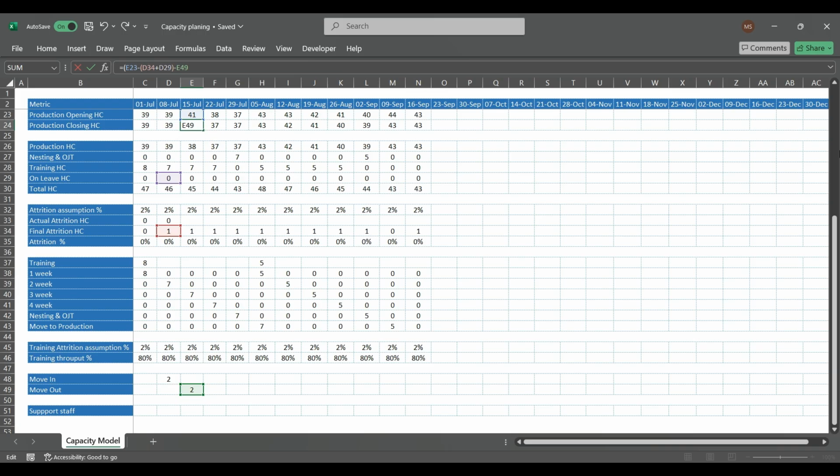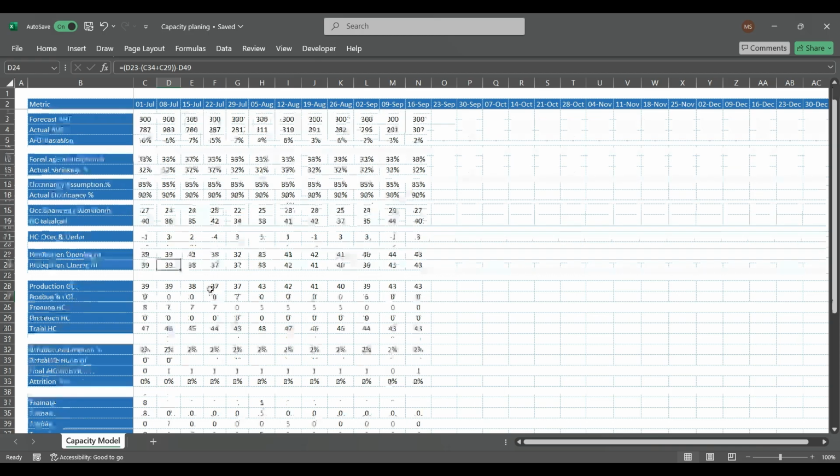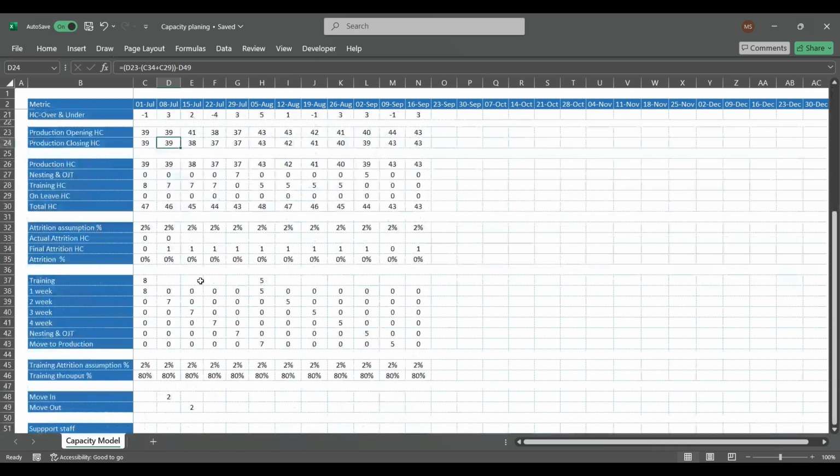Once you add the formula, you need to be very careful about it, because most of the time we don't add the proper brackets in the proper manner, so it will impact. Okay, so I hope this capacity planning will work for you.